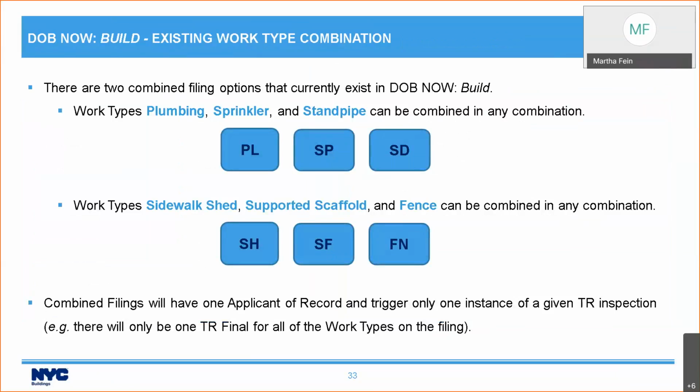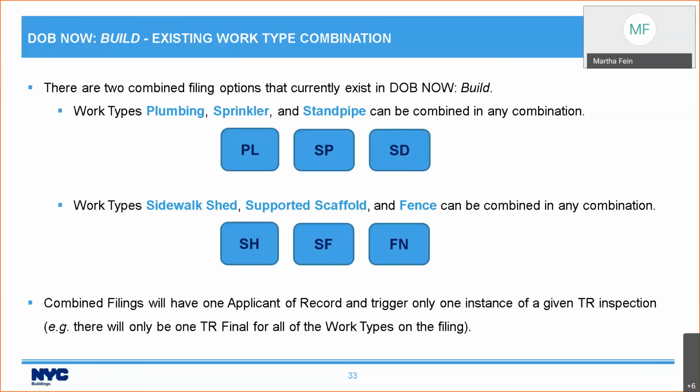Now let's talk about combined filings. You can combine more than one work type on a job filing, as I said before. There are two combined filing options that currently exist in DOB Now Build. You can file plumbing, sprinkler, and standpipe in any combination. And you can file sidewalk shed, supported scaffold, and fence in any combination. The advantage of combined filings is that they will have one applicant of record and will trigger only one instance of a given TR inspection. For example, there will be only one TR final for all of the work types on the filing.